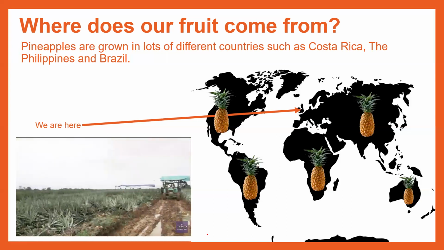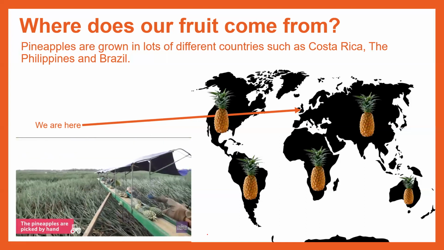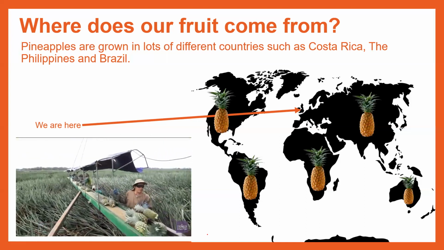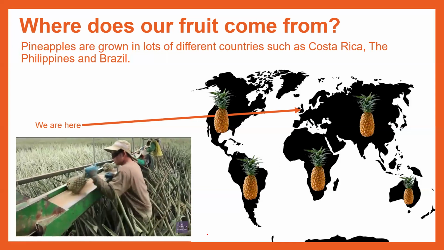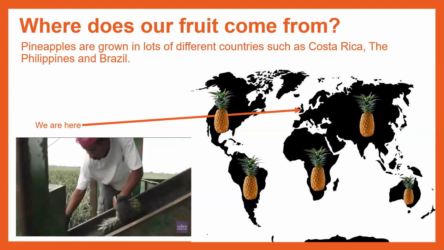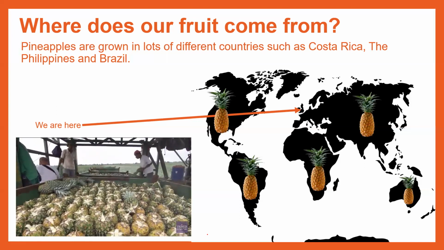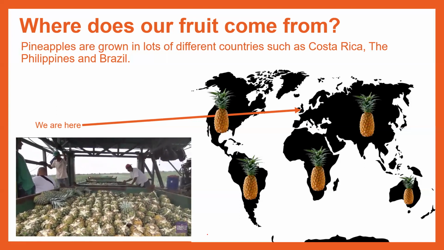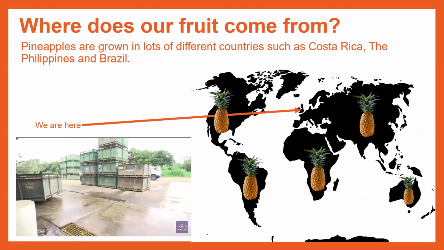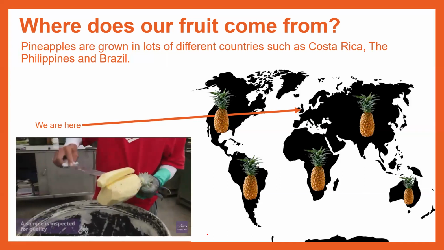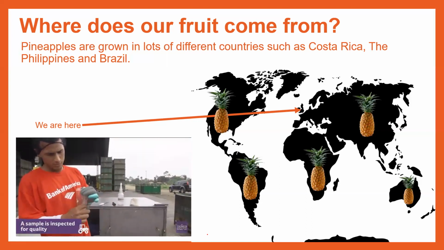At this farm in Costa Rica, most of the pineapples are picked by hand because using machines could bruise or damage the fruit. Each fruit is picked and placed on a conveyor belt and then placed in a large bin. From the field, the pineapples are taken by truck to a nearby packing station. A sample of the fruit is inspected to make sure the pineapples are as tasty as they should be.